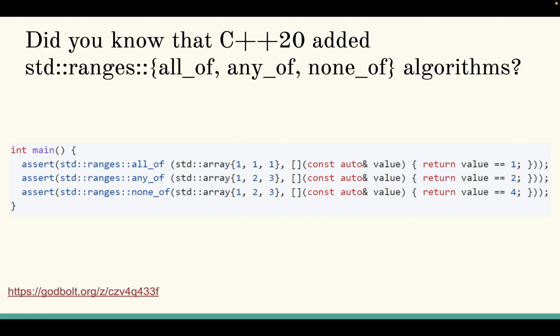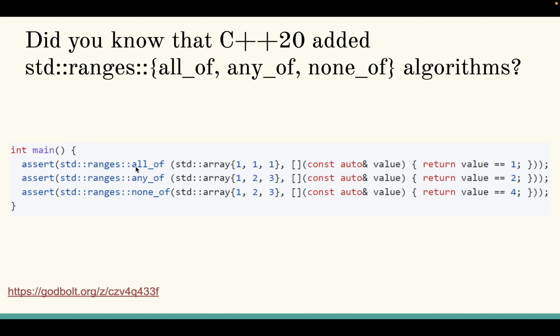Did you know that C++20 added these functions, all of, any of, and none of, to the standard ranges algorithm? Yeah, we have already seen these algorithms in C++11 for the standard containers, but you know that in C++20 we have ranges and we have views. Now these functionalities are available for ranges as well.